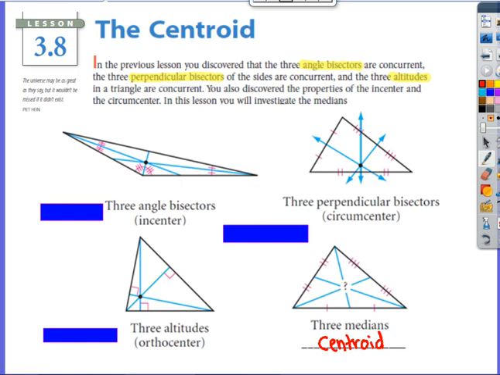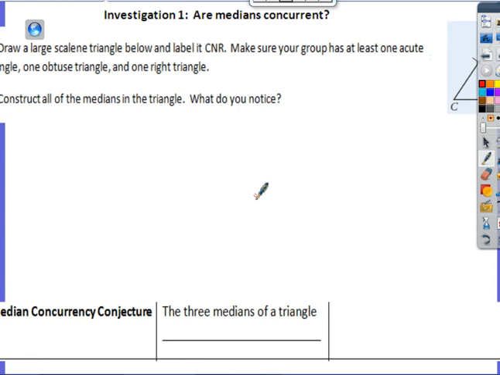These are our big 4. So what we're going to do is see if the medians are concurrent. And we're not really seeing because I just told you, but we're going to show that they are concurrent, and make sure you know how to construct those, because you will have to do that on your project. So what I want you to do is draw a large scalene triangle. I'll give you a second to do that.